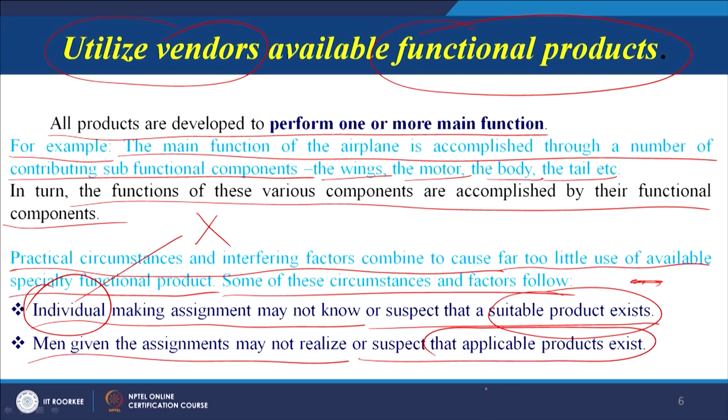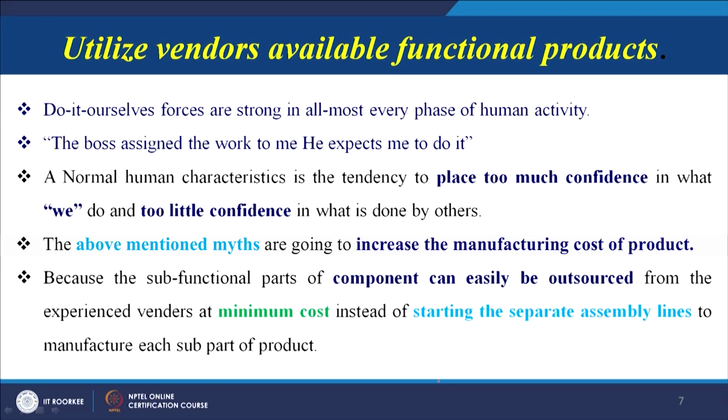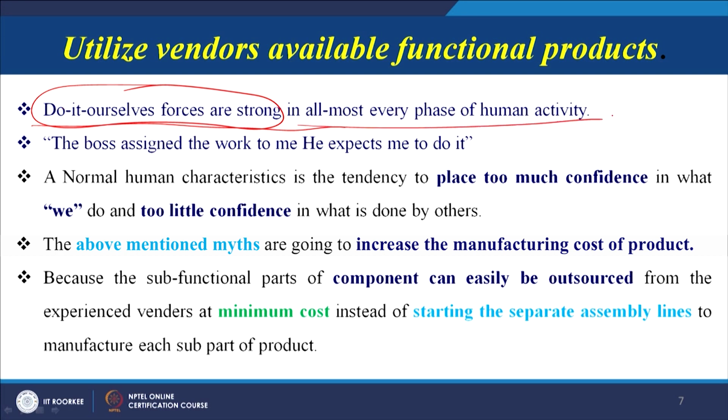A group of men or a team also sometimes may be unaware or ignorant of the existence of the functional products which can easily be bought from our vendors. So we can see that these are some of the roadblocks for why we are not able to utilize the vendors' functional products. Do-it-ourselves forces are strong, in almost every phase of human activity.